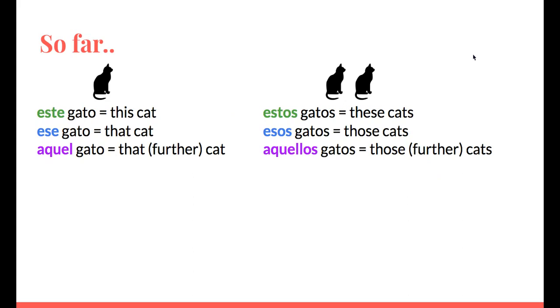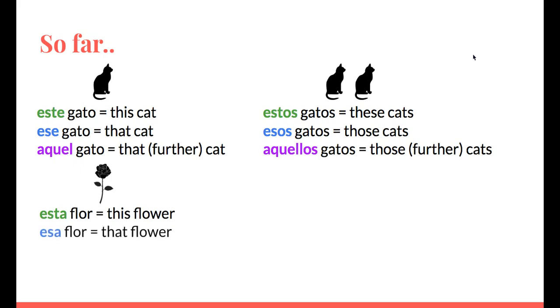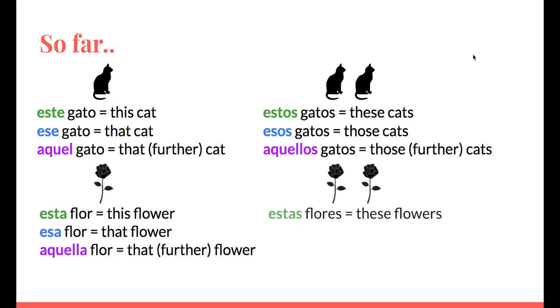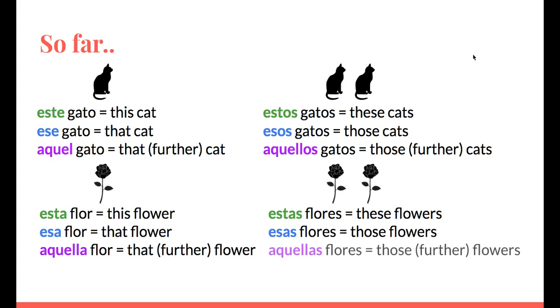So let's add that in. So far, I've got the masculine demonstrative adjectives. And now for flower, that's my example. It's a feminine noun. Esta flor, this flower. Esa flor, that flower. Aquella flor, that flower over there. Plural, estas flores, these flowers. Esas flores, those flowers. Aquellas flores, those flowers over there.